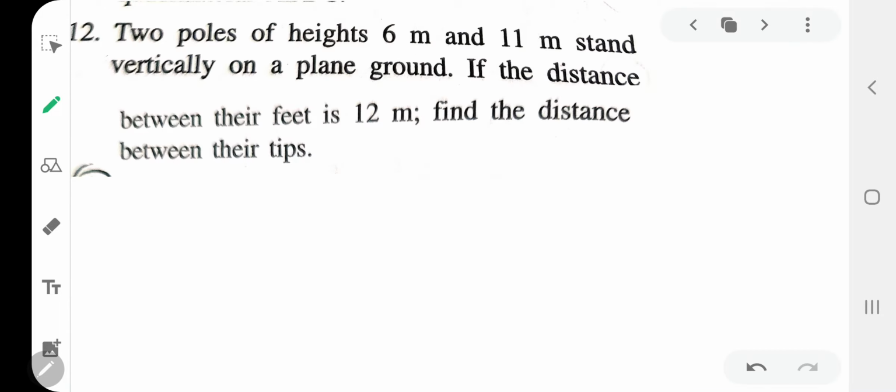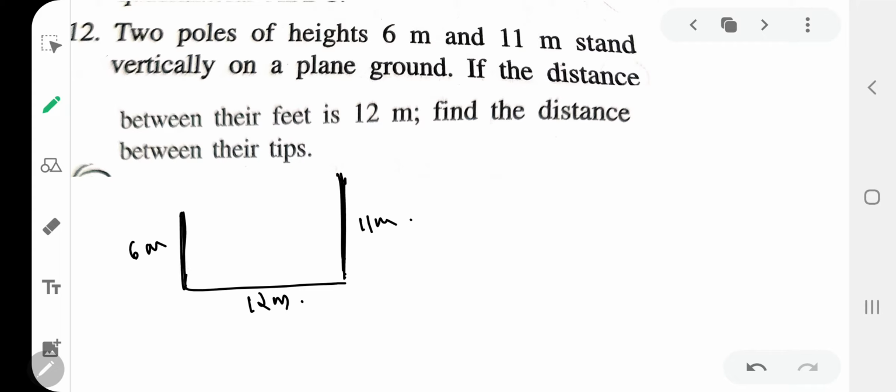Next we have, there are two poles. One is 6 meter, one is 11 meter. They are vertically standing on a ground, and the distance between them is 12 meter. So this is one pole, this is other pole. And you have to find the distance between the tops of these two poles. The tips, you have to find the distance between the tips of these two.